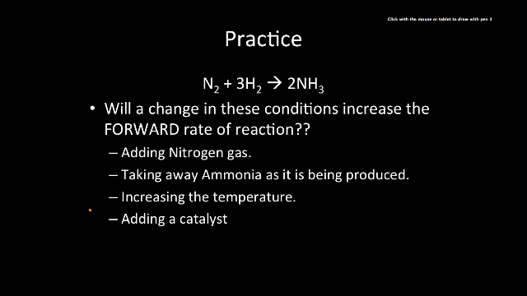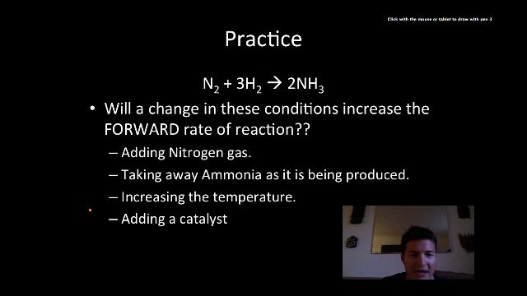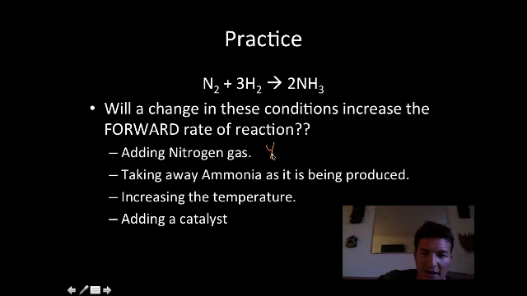Now we can go ahead and do a little bit of practice now that we've talked about reaction rate and equilibrium. If we have a change in these different conditions down below, will it increase the forward rate of the reaction? This reaction right here is a very common reaction, a little nitrogen gas, a little hydrogen gas coming together to make ammonia. Now if we add more nitrogen gas, what's going to happen? Adding more reactant, we're adding more stuff, we're increasing the chance of collisions. So will this increase? The answer is yes.